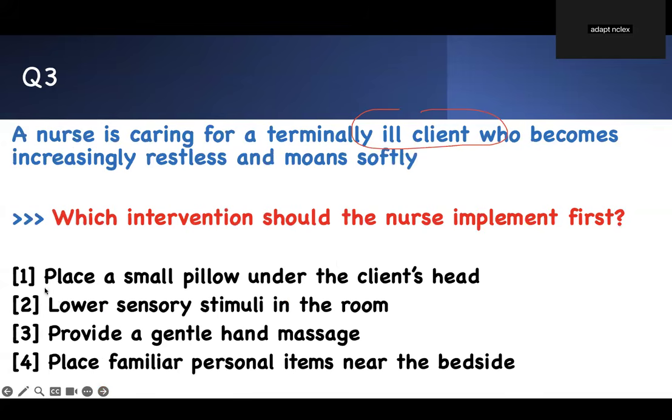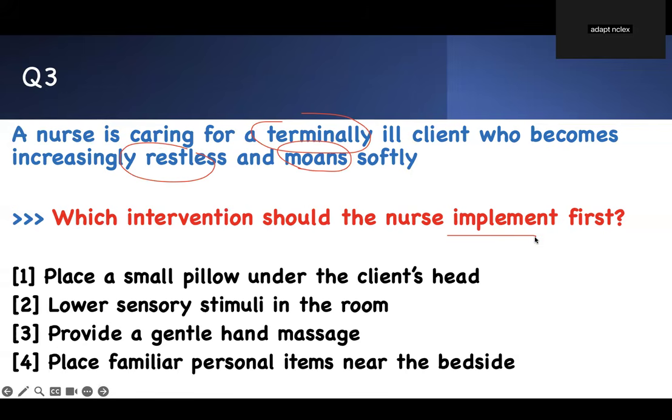This is the same thing, using the same strategy to help you. Which intervention should the nurse implement first? There's a reason why I said first, one thing first, right? A nurse is caring for a terminally ill client who becomes increasingly restless and moaning softly. These are words I want you to pay attention to. There's a buzzword there. Terminal illness, restlessness, and moaning. What would you do? Common sense wise, hey, restlessness, I've got to put a small pillow under the client's head to help with the position.